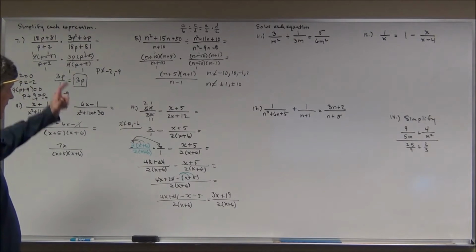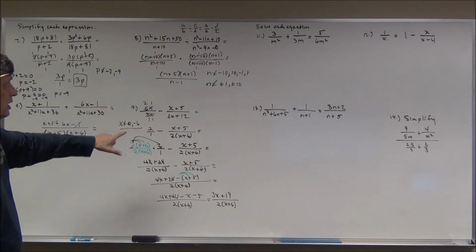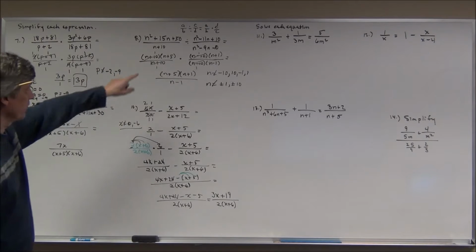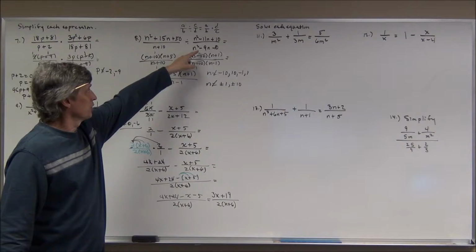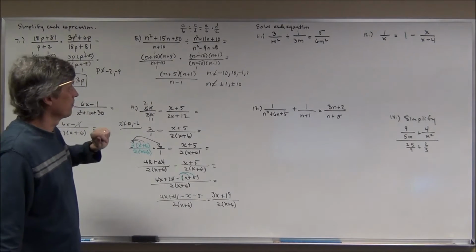Okay, now again, they didn't ask for the restrictions, just in case I wanted to kind of go over that. And you have to be careful with the division, because not only is the denominator of the divisor considered for restriction, so is the numerator.